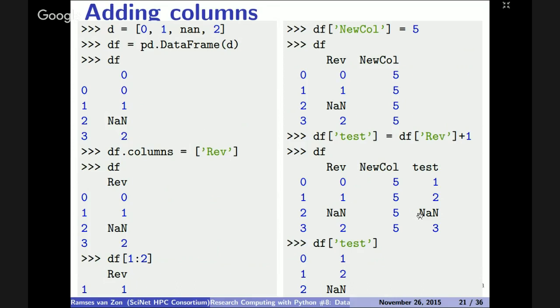I could assign it to an array as well, and then it would have different numbers. There's a variety of things you can do there. I can create yet another column called test just by assigning it a value. In this case, I assign it the revision column plus 1. And so sure enough, it added 1 to each revision. The NaN stays a NaN because if it's missing data, then missing data plus 1 is still counting as missing data.